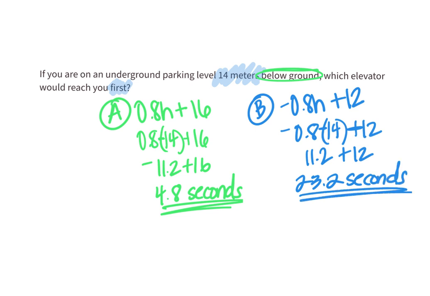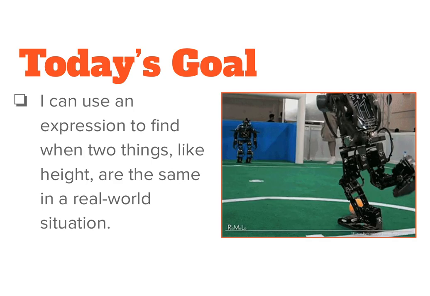So if I'm in a hurry, which elevator do you think I need to take? Of course, elevator A. It's the one that arrives in the least amount of time. It's going to be there in 4 8/10 of a second. Today's goal was I wanted you to be able to use an expression to find when two things like height and time are the same in a real world situation.